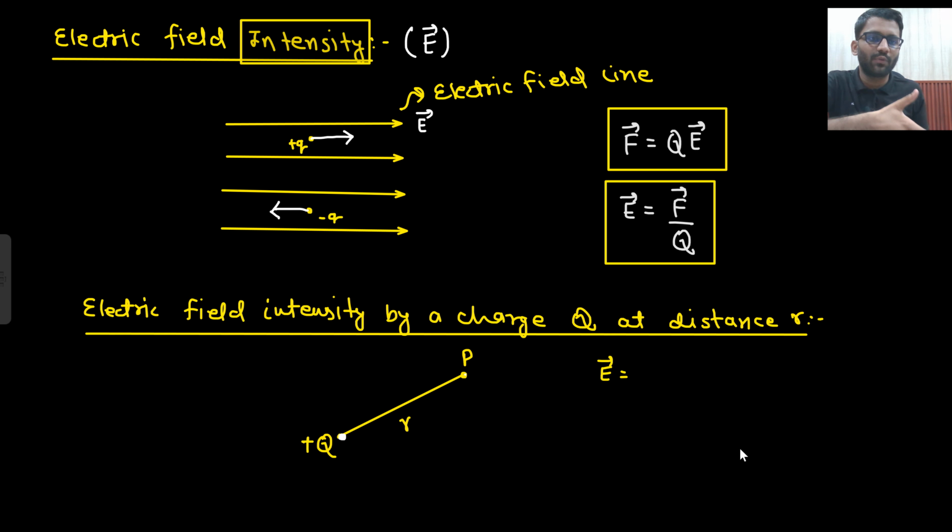Okay, I will be using this formula to prove something. So you do not need to remember this formula. You will just see it and forget it. And if you already remember it, that is also fine. So that is given as KQ upon R square.